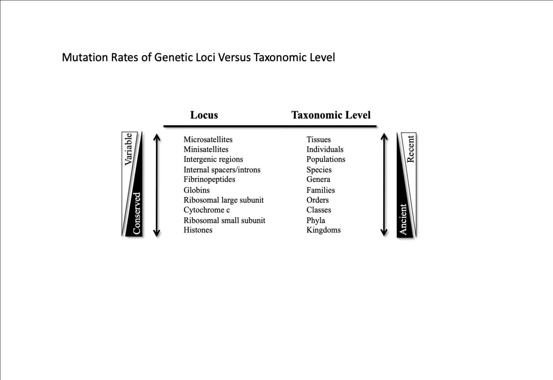So for microsatellites and mini-satellites, they're highly variable. They represent recent changes, and they can be used to distinguish from one tissue to the next, or one individual to the next. At the intermediate level, internal spacers, introns, and globins can be used at the species to family levels. And then as you go to more conserved regions, those represent ancient changes usually. You can work at the phylum or kingdom level with those regions.